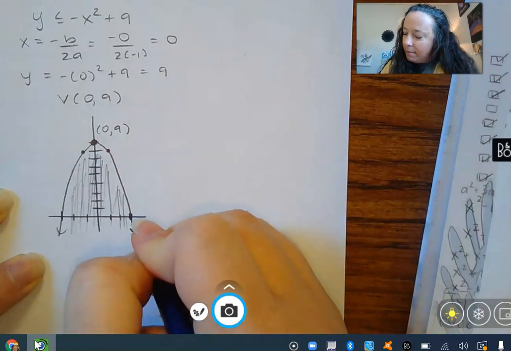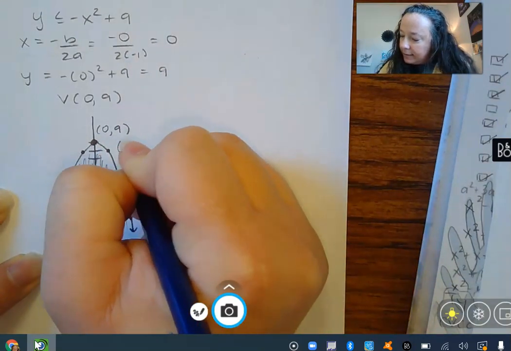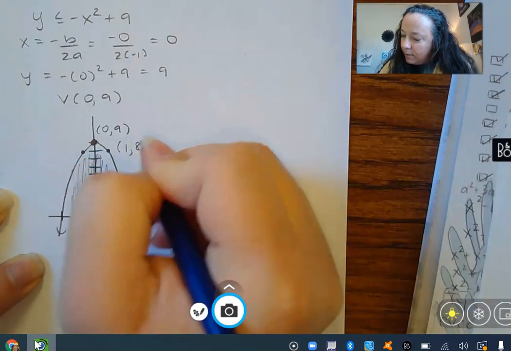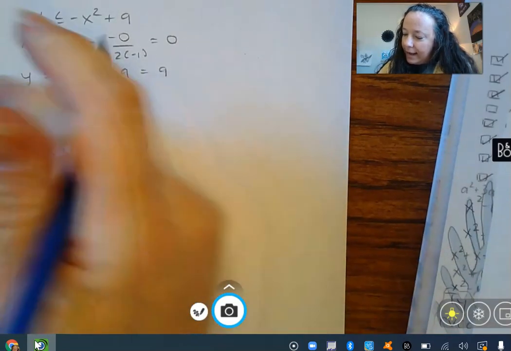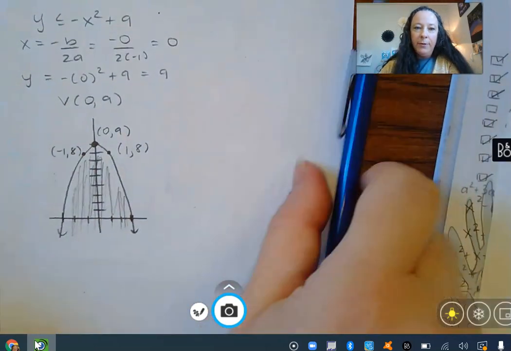Now I'm going to label my corresponding points, (1, 8) and (-1, 8). I use this thin lead now because I think it's fun, but then it breaks all the time. Anyway.